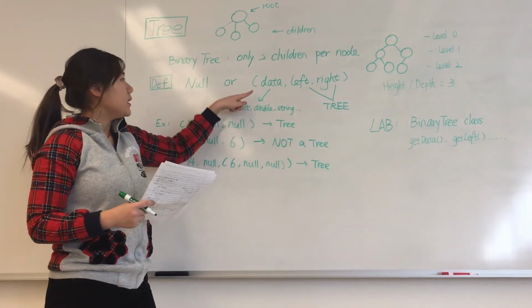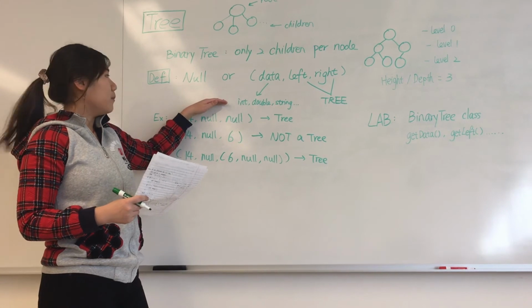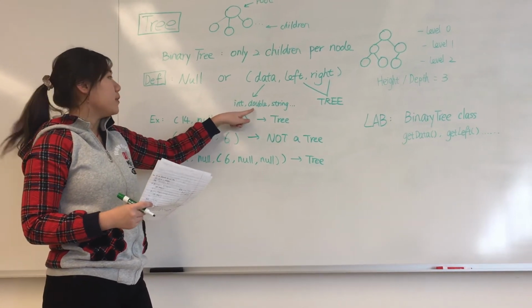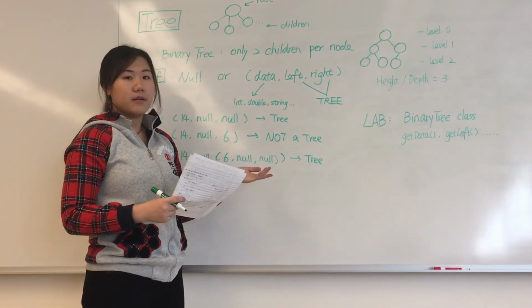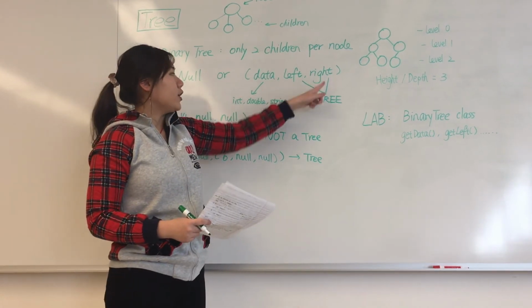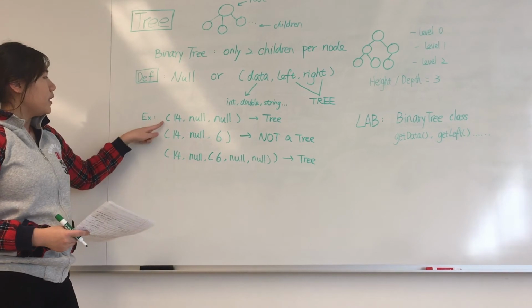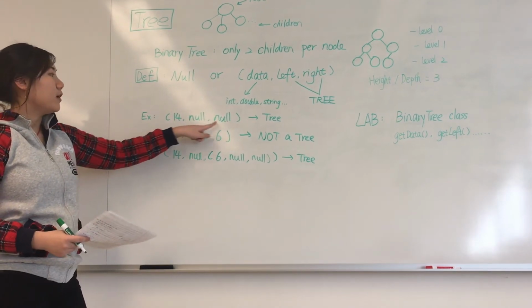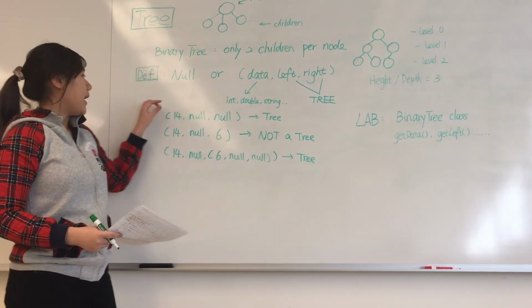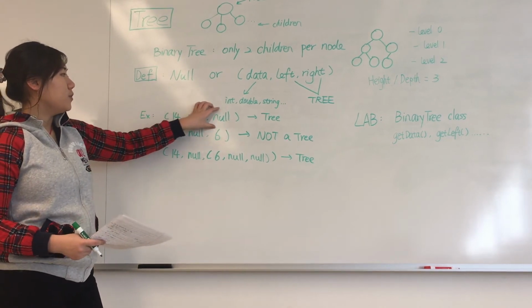So note that the data here can be any type, like it can be an integer, a double, a string, and other things. But the left and right here should be a tree structure. So if we look at several examples, here is a tree of 14, null, and null. This is a tree that has integer data and 2 children.